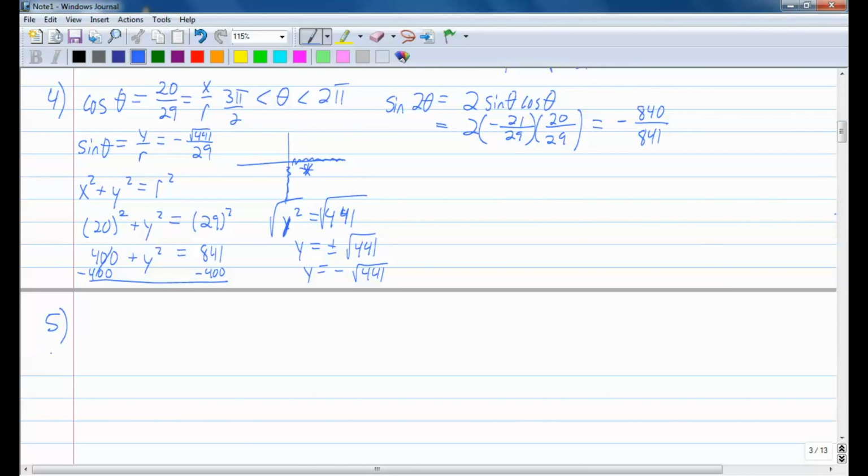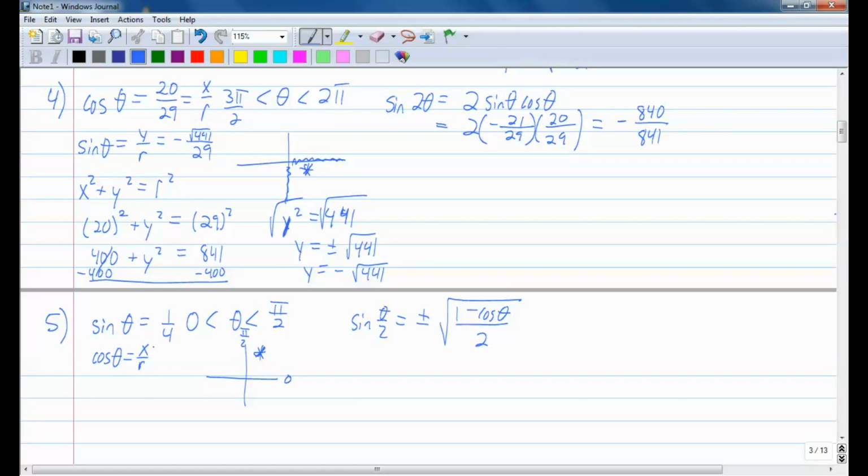Alright, number 5. Sine of theta is equal to 1/4. Theta is greater than 0 but less than pi over 2. So that tells me that my angle is in the first quadrant. Alright, we want to find the sine of theta over 2. My formula is plus or minus the square root of 1 minus cosine of theta over 2. So that means I'm going to need to find the cosine of theta. I was given the sine of theta.